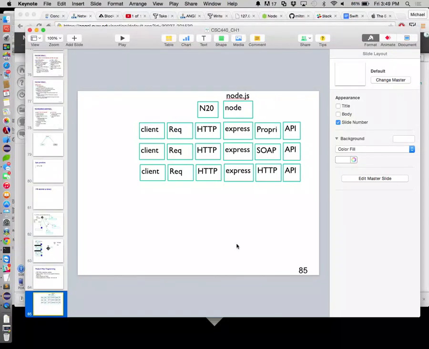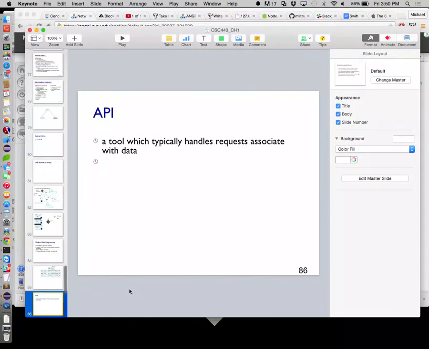So certainly understand RESTful APIs and be able to tell me about them, specifically CRUD. Be able to tell me about CRUD as it relates to RESTful APIs.